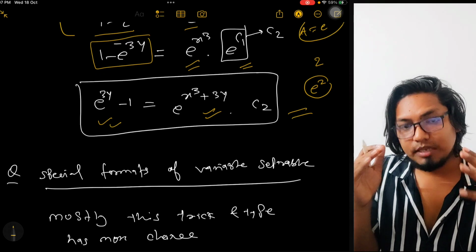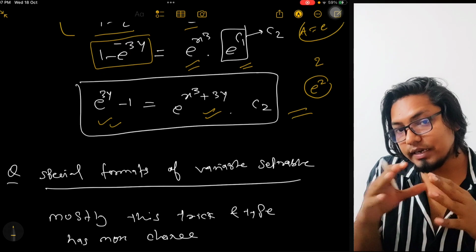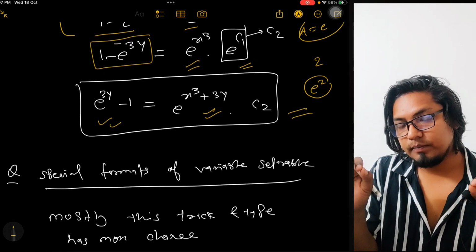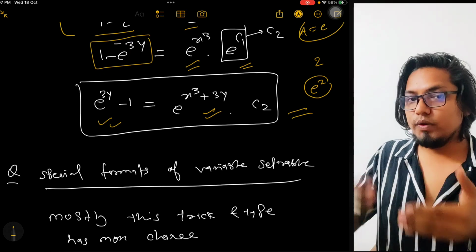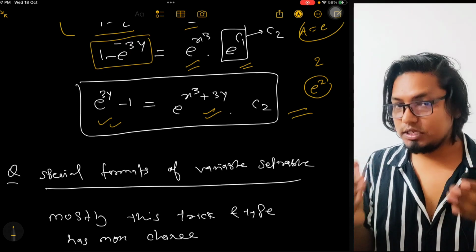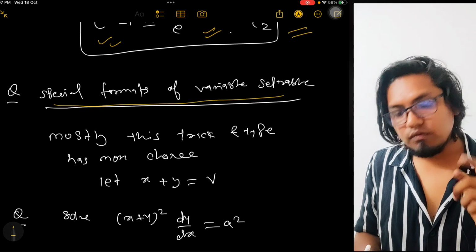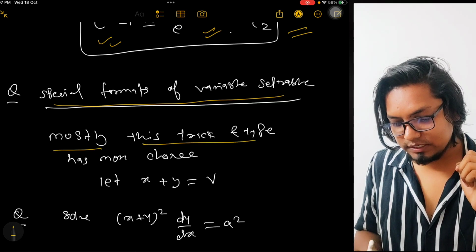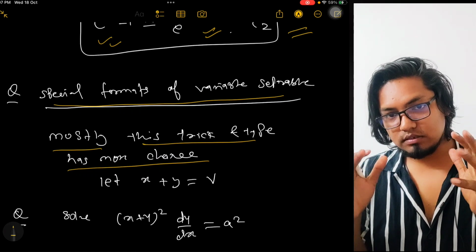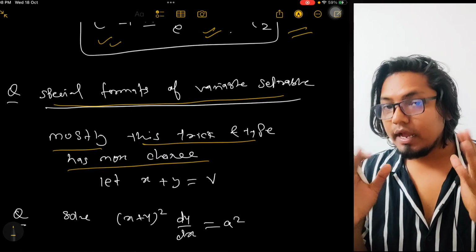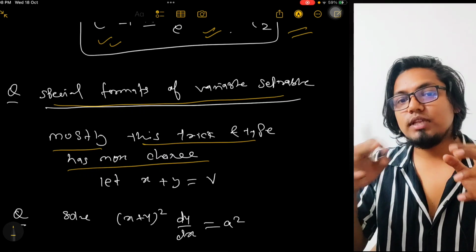Now I am giving you some special formats of variable separable questions. Special formats where x and y are not directly separable, but by using a small trick we can separate the variables, though we'll get a new variable. And these kinds of questions you can expect to be very easy, you only need to remember the trick one time. Mostly this trick and this type will come. Whenever you see x plus y in these kinds of questions, you replace it with v.